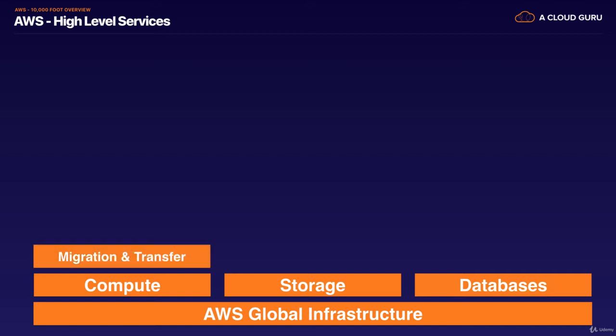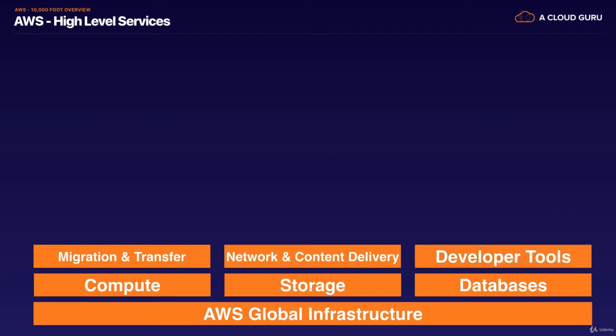Migration and transfer is a way of getting things to and from AWS. It includes things like a Snowball, which we are going to cover. Network and content delivery is basically one of the most fundamental parts of AWS. So things like VPCs, virtual private clouds, as well as CloudFront, their CDN. We're going to cover that in the course.